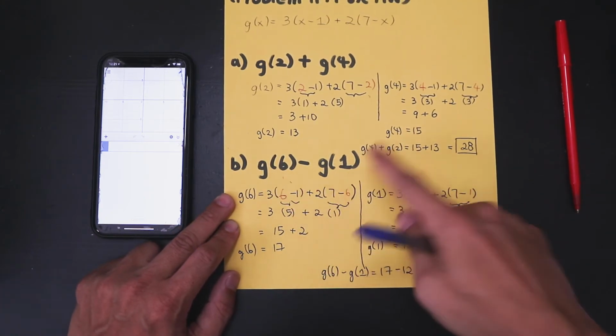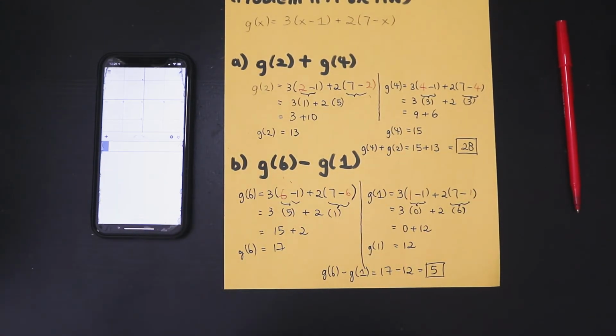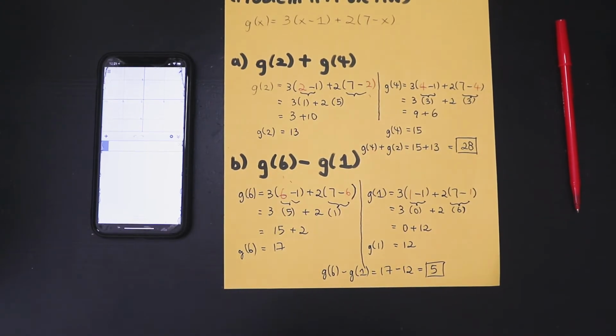That means the difference of those two outputs is 5. And this is how you would do problem 14 on your Pearson's homework. And this is the end of the lesson.